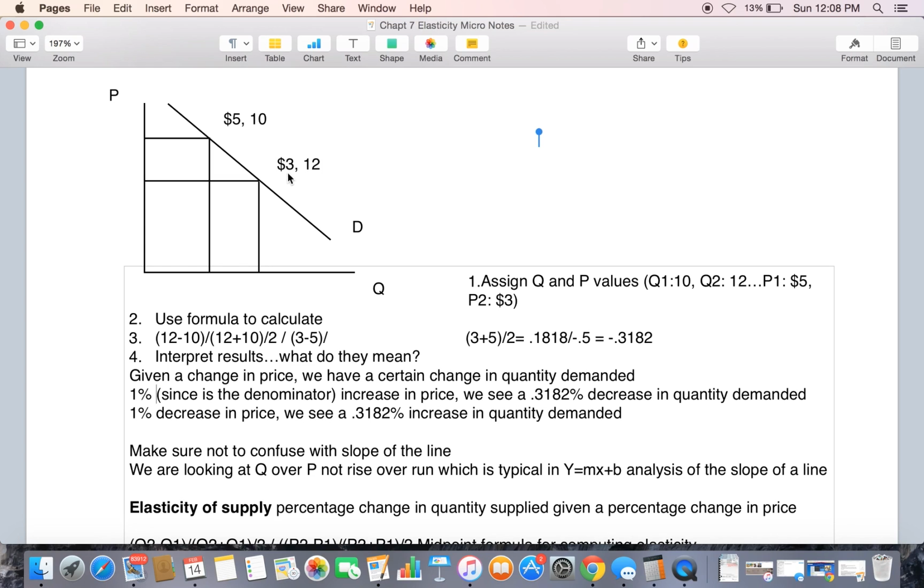Again, when we cut our price almost in half, 3 being almost half of 5, we really aren't seeing the same increase in quantity demanded. If we were seeing the same increase in quantity demanded, we would see our increase in quantity demanded be something like 17 or 18, close to 20, not just 2 units of increase.